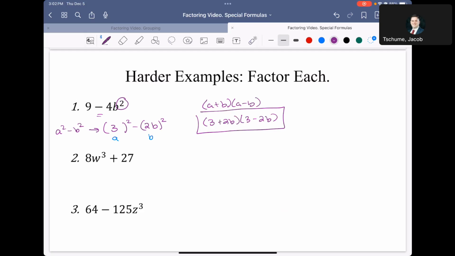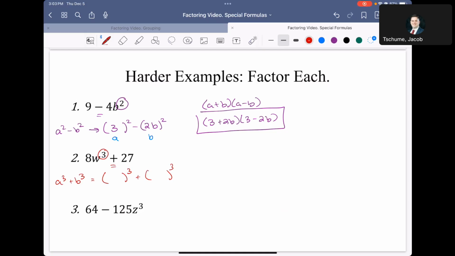We can do the exact same thing with the cube. So let's go through that 2 more times, and that'll kind of wrap up the video here for special factoring formulas. So I've got 8w cubed plus 27. Well, I see a cubed and I see a plus symbol. So that tells me I'm going to try to fit this into the form a cubed plus b cubed. So we've got to rewrite this as something cubed plus something else cubed. And that comes from the original problem.